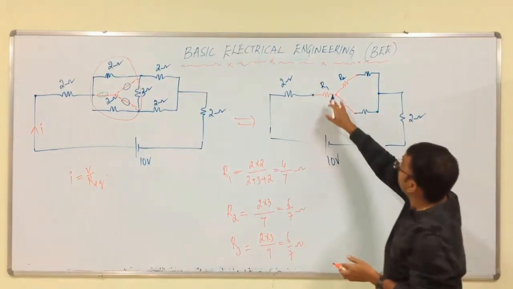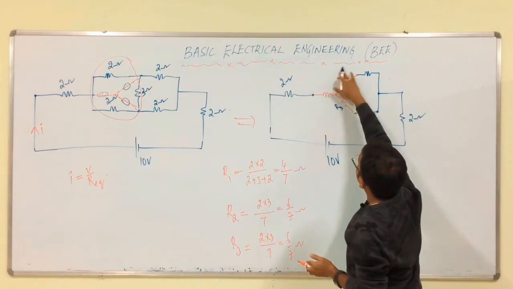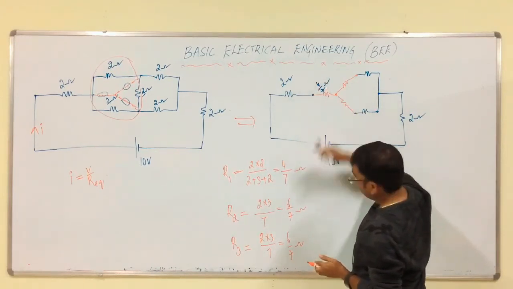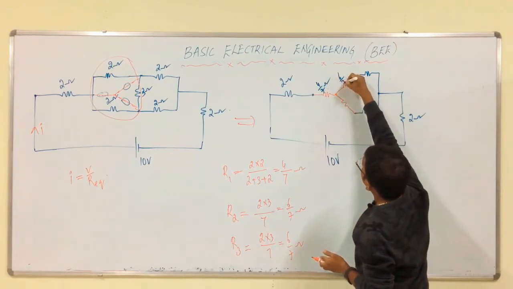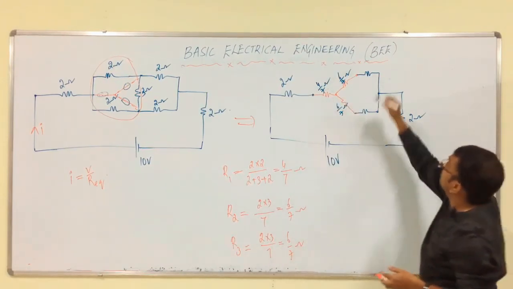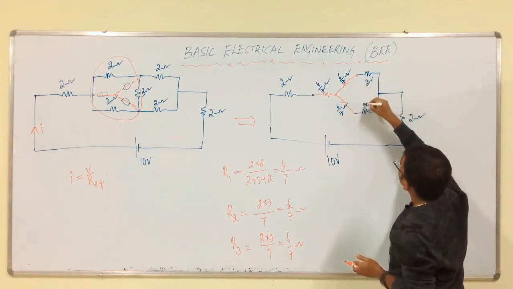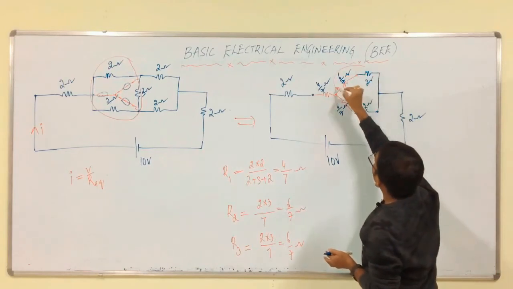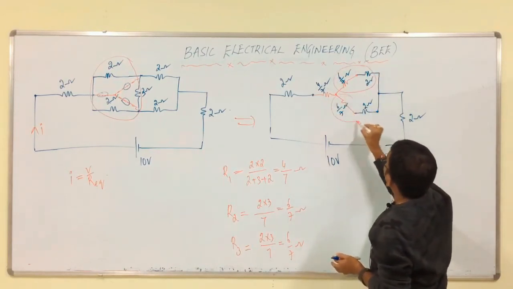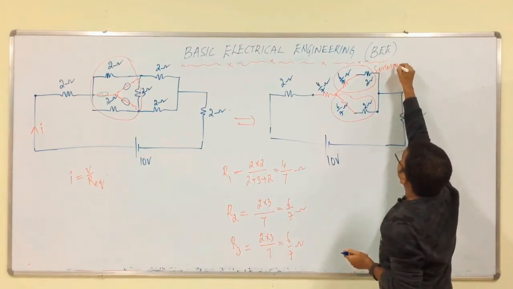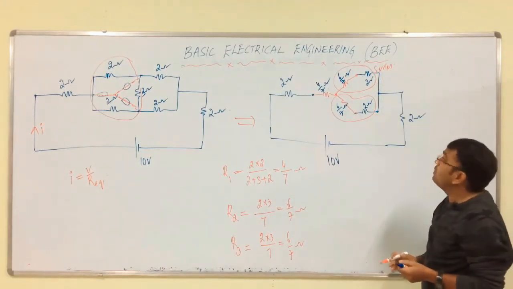So, this is nothing but 4 by 7 ohms, this is 6 by 7 ohms, this is 6 by 7 ohms, this is given 2 ohms, 2 ohms. So, by observation these two are in what, series? These two are in series, no, we have to add them.